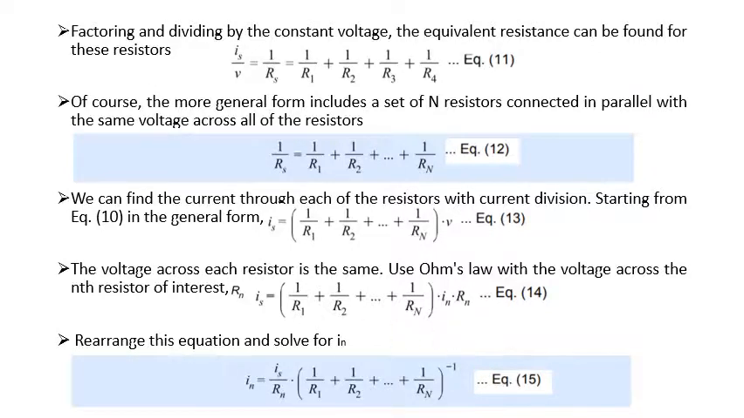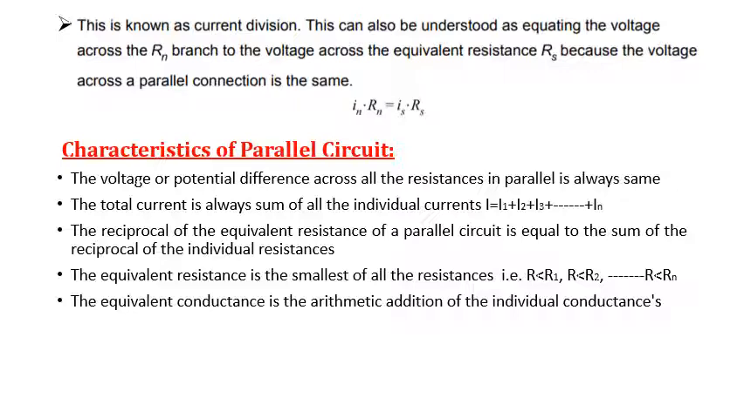This is called the current division rule. It can also be understood as equating the voltage across the Rn branch to the voltage across the equivalent resistance Rs, because the voltage across a parallel connection is the same. If the voltage drop across the n resistors equals the voltage drop across the equivalent value, then In Rn is equal to Is into Rs.